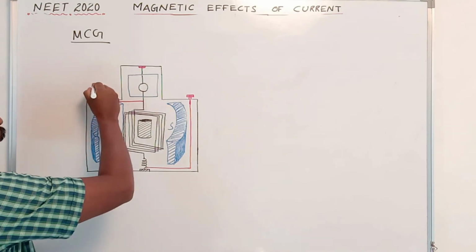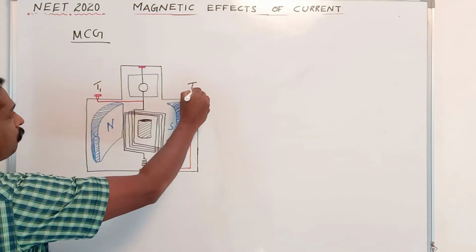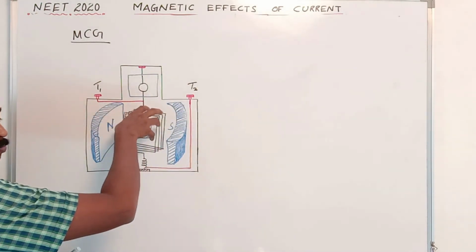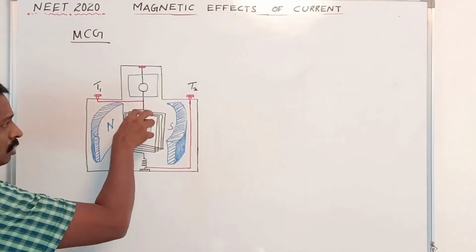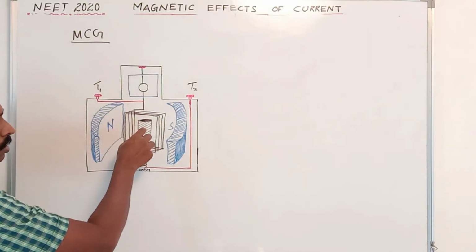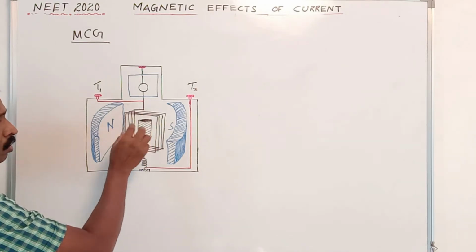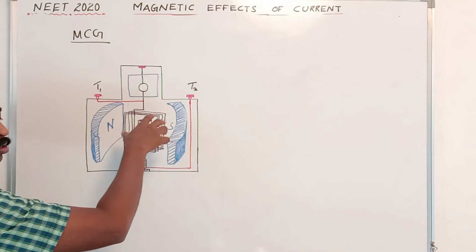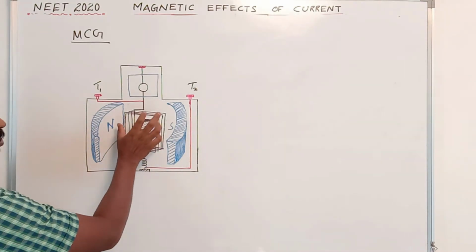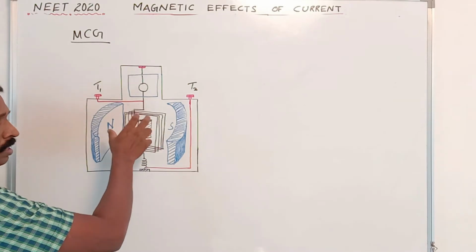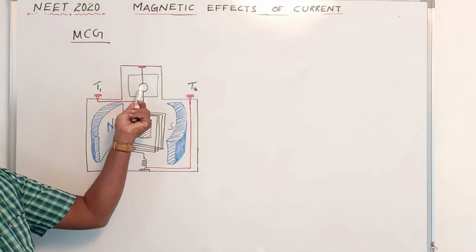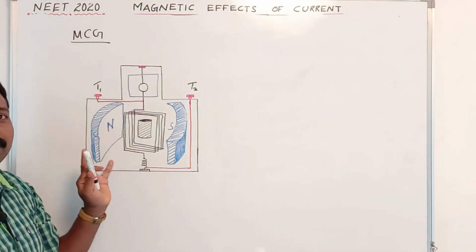So when a source of current is connected between the terminals T1 and T2, then current flows through the rectangular wire frame and a magnetic field is developed. The strength of the magnetic field is increased by placing a soft iron core inside the rectangular wire frame. The magnetic field due to the rectangular wire frame interacts with the magnetic field due to the magnetic pole pieces, so that the deflection takes place. This deflection is measured in the lamp and scale arrangement using the reflected light from the mirror strip. So these are the parts of MCG.